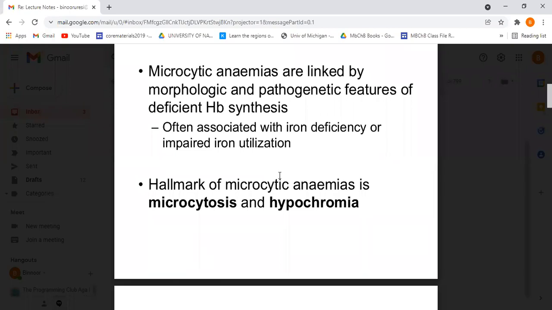The hallmark of microcytic anemias is microcytosis, which means small, and hypochromia. So microcytic anemias are normally referred to as microcytic hypochromic anemia. Why? Because the microcytes are small, the cells shrink because of reduced hemoglobin, and there is hypochromia because the area of central pallor is also reduced. Why? Because of the hemoglobin, which has not been synthesized or is deficient. So the hallmark is normally microcytic hypochromic anemia.